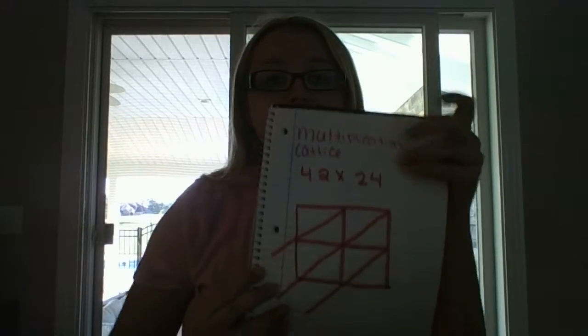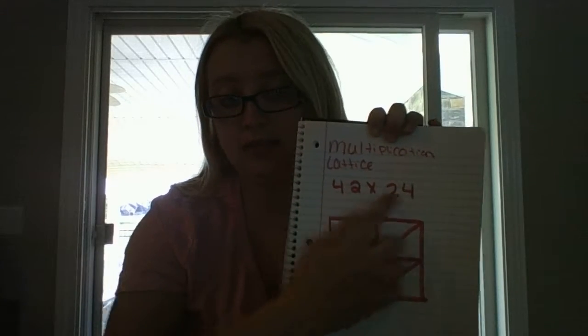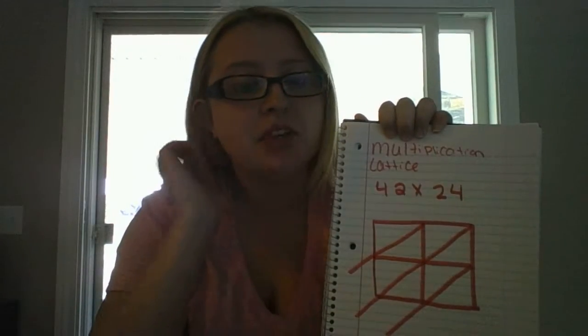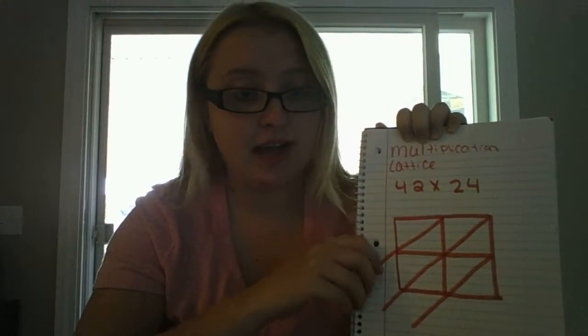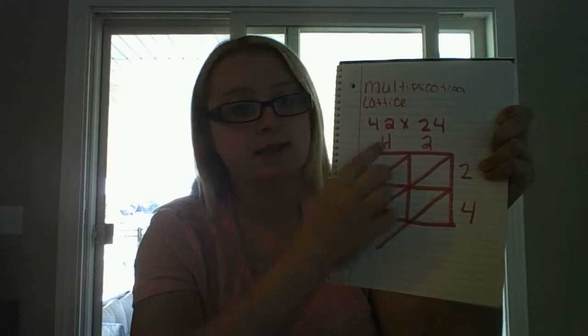So today we're going to be doing multiplication, the lattice method, and our problem is 42 times 24. So when you do lattice, you have this setup. This is the setup for two two-digit numbers when you multiply them. I'm going to write my 42 here on top and my 24 on the side. So here's my setup.